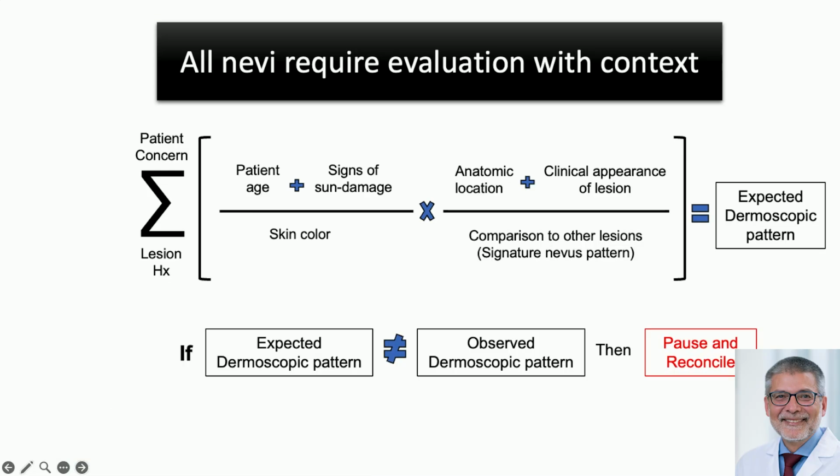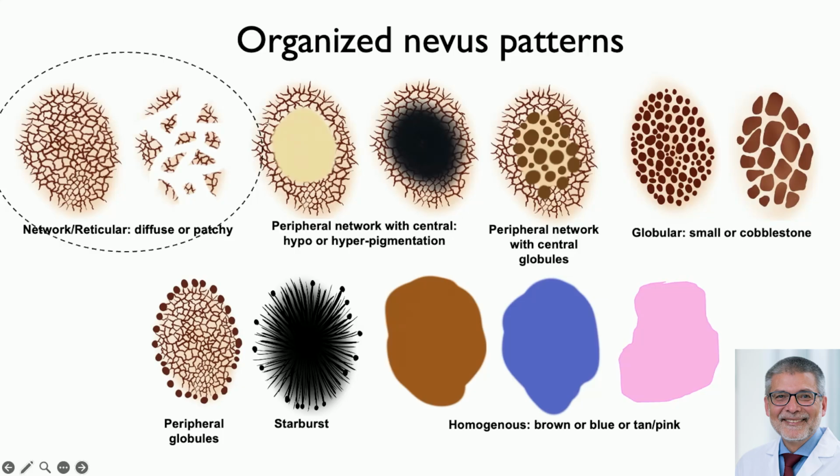In the world of nevi, those caveats are dependent on skin phenotype, on the moles that you have on your skin, on the amount of sun damage you have, and on your age. We will go through some of those as we go through these nevi. So the first group of benign pattern nevi are the so-called reticular nevi.